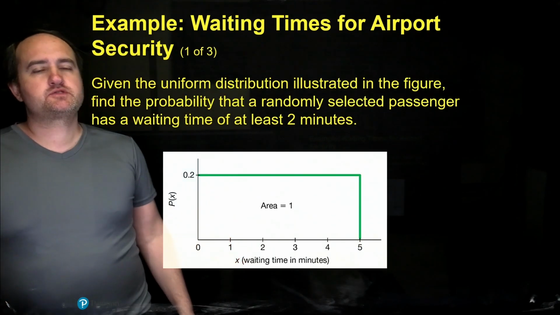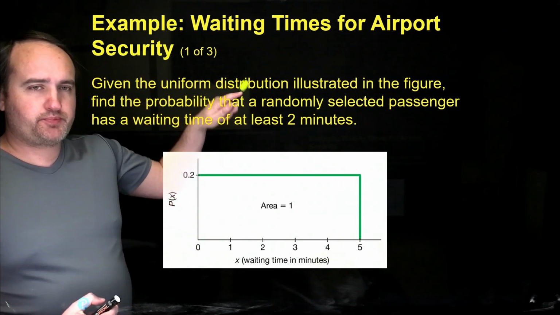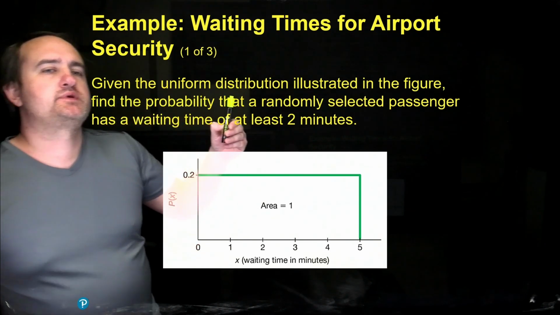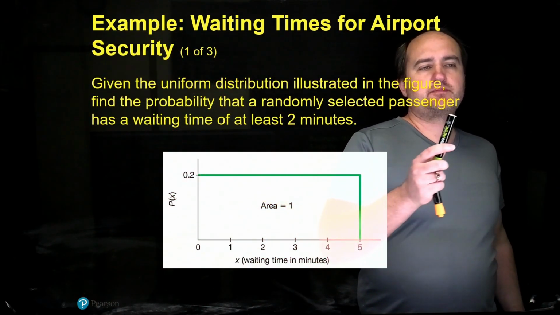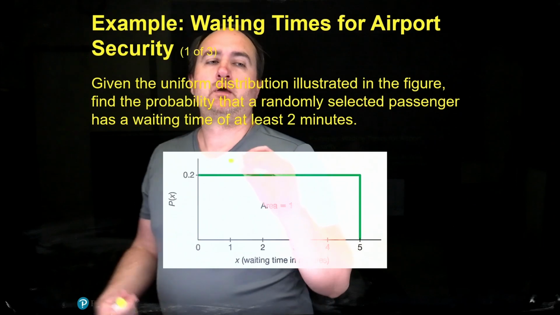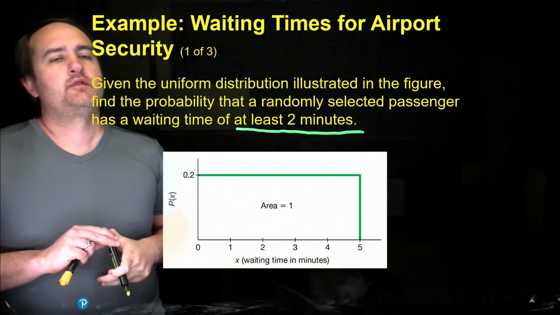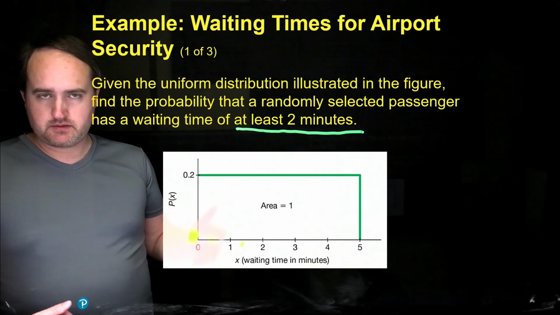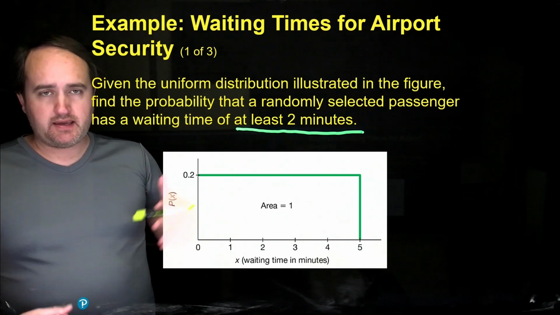Okay, so let's try to answer some questions about this graph. So this is an example using the same graph that we've been talking about. But now they're saying, given the uniform distribution illustrated in the figure, find the probability that a randomly selected passenger has a waiting time of at least 2 minutes. So when they say at least 2 minutes, if someone says, well, we need at least 2 eggs to make an omelet, that means 2 eggs or more.